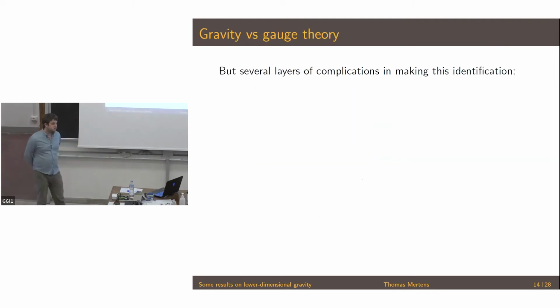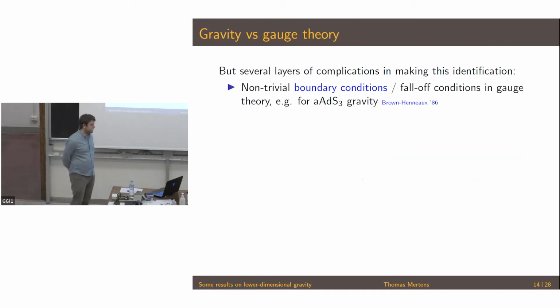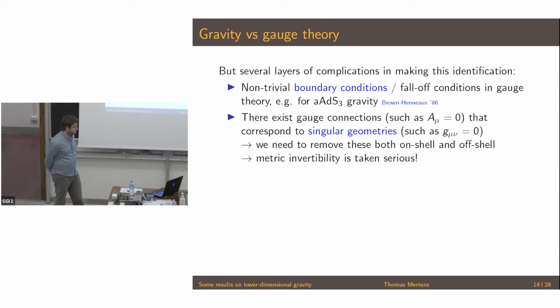But there are several layers of complications in making this identification precise and making it work for actual quantum calculations. And the first of these is that one has non-trivial boundary conditions from the gravity sector, or fall-off conditions. For instance, in asymptotically AdS spacetimes, you have these Brown-Henneaux boundary conditions, so you need to implement those in the gauge theory, of course.